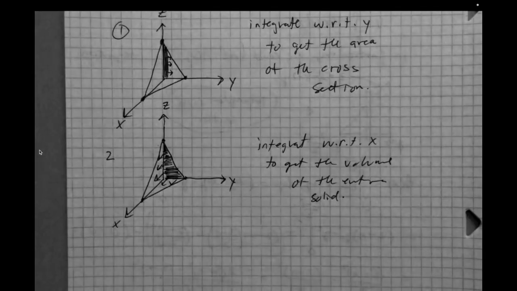It's like it's double sweeping out of the volume. First you sweep out the area of the cross section, then you take the area of the cross section, you sweep out the entire volume by basically going in the other direction. So this double integral idea, that's how it works. That is the basic setup.